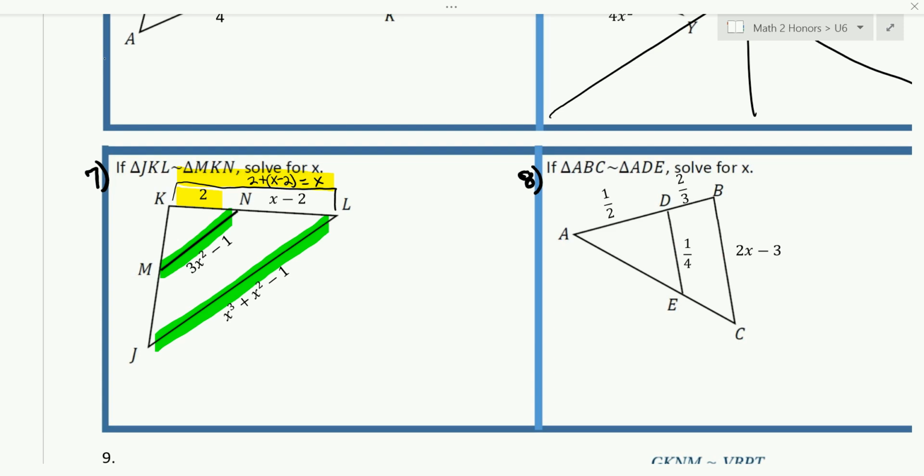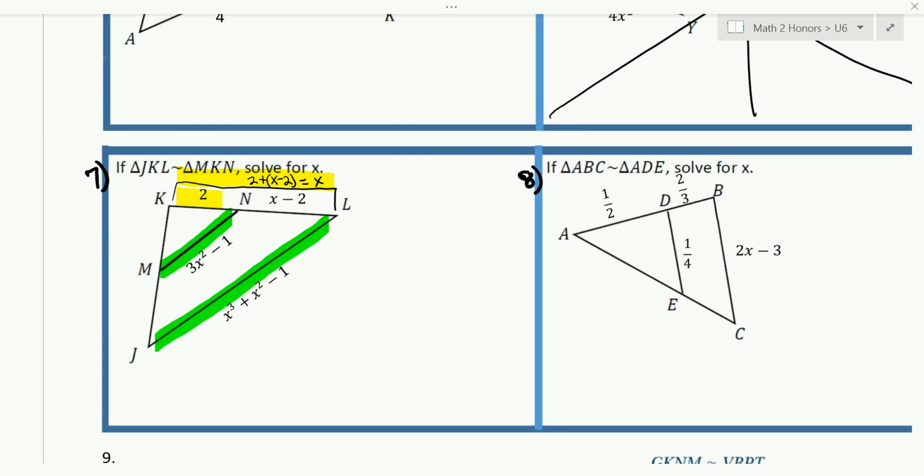NL, which is x minus 2. That x minus 2 is not a full side length of a triangle. It's part of a side length of a triangle. It's not the full side length. So if you're using x minus 2 as a numerator or denominator in one of your fractions, you've messed up. Okay? So let me show you what I have.